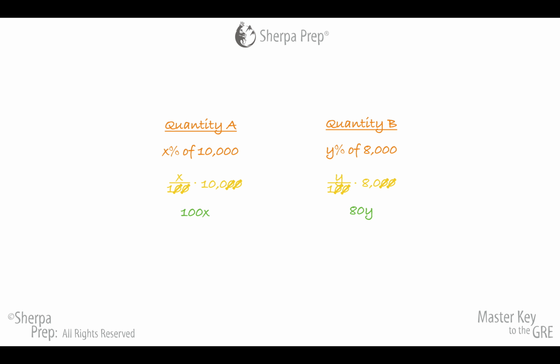Now remember, the problem tells us x equals 3y over 4. And we can take this information and plug it into quantity A to simplify our comparison. When we do, we get 100 times 3y over 4. The 100, of course, can be broken down to 4 times 25. And notice how the 4's cancel, leaving us with 25 times 3 times y, which of course is 75y. In other words, we're really comparing 75y to 80y.